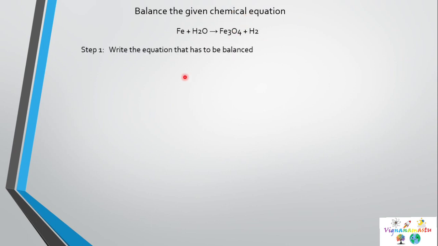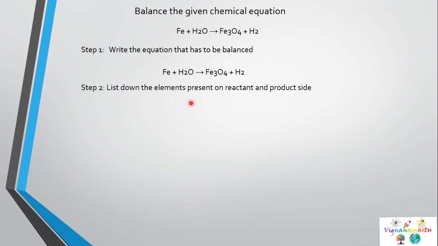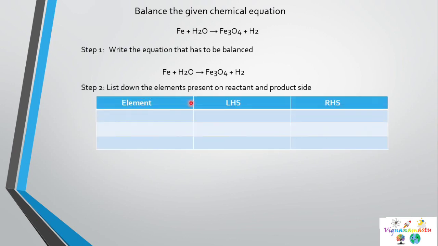Okay, so the first step is to write down the equation which needs to be balanced. Next step is to list down the elements present on reactant and product side. So the first element is Fe, LHS, there is only one, RHS, there are 3 atoms. Hydrogen in the LHS there is 2, and in the product side there is also 2. Next is oxygen, in the LHS there is 1, in the RHS there are 4.